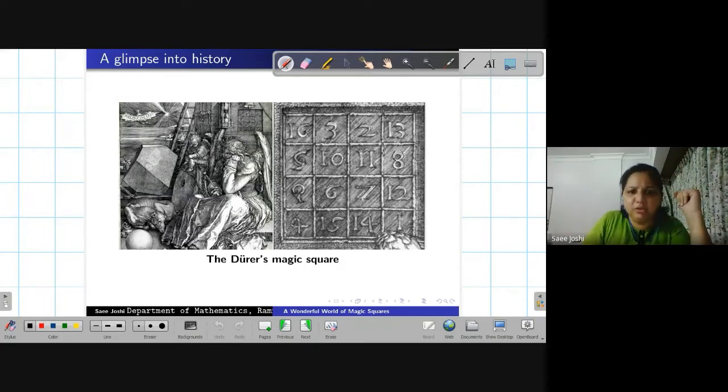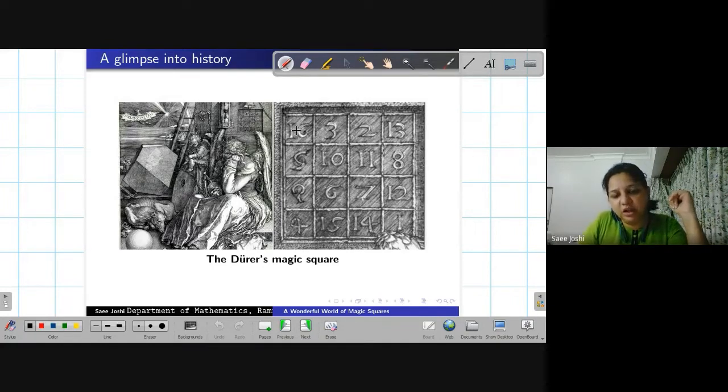Okay, so you can see this particular engraving. At the top right hand corner there is a small square, so I've blown it up here. This is a zoomed in picture of this square that you can see. So you can see again a 4 by 4 square which is occurring. Okay, so this is again a magic square.